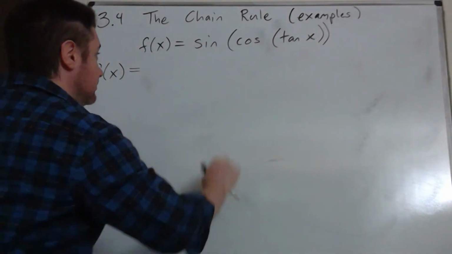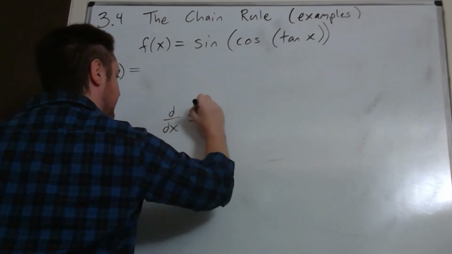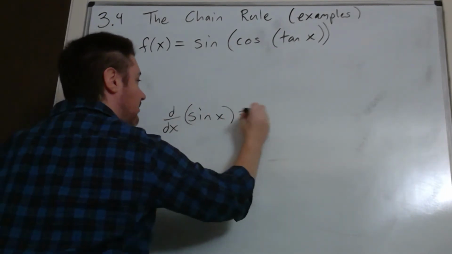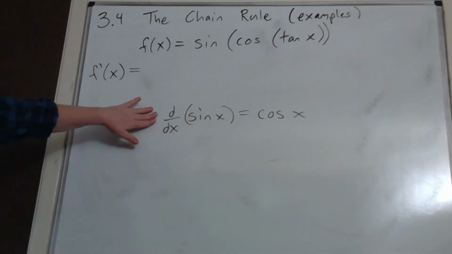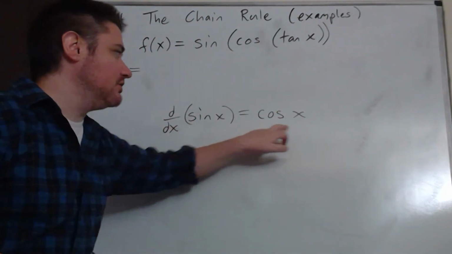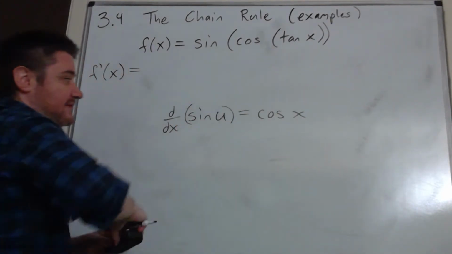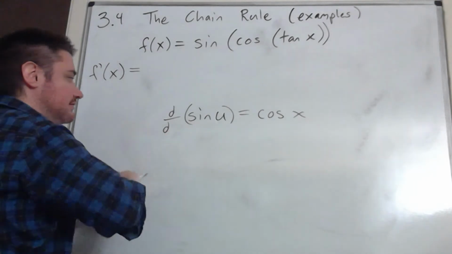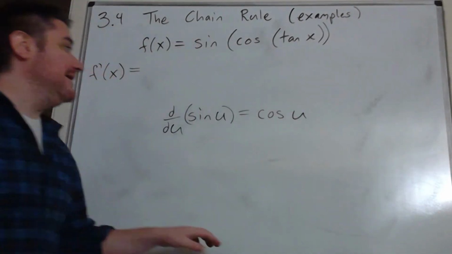In other words, the derivative with respect to x of sine of x, we know, is cosine of x, right? We saw that in class together. So the derivative of sine of x is cosine of x. That means if you've got sine of u, and you take the derivative with respect to u, then you get cosine of u. All right?